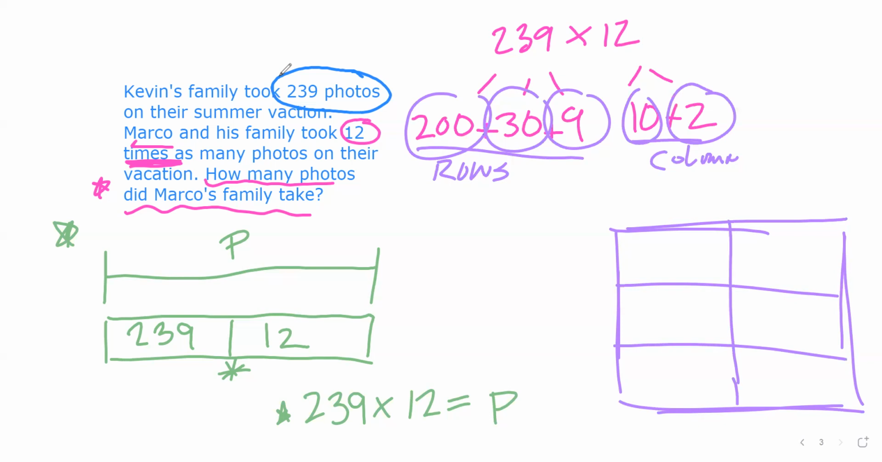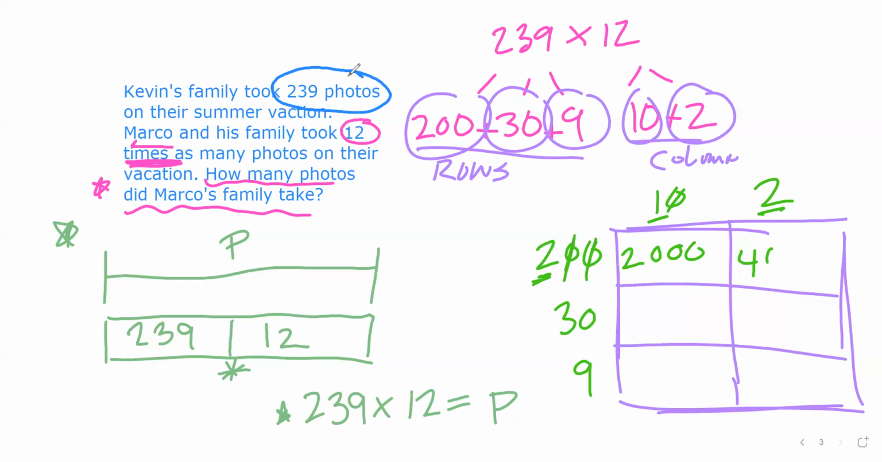So we have, let's see what we got here. We have a row called 200, a row called 30, and a row called 9. And then we have a column called 10 and a column called 2. So now I'm just multiplying to get to each of these parts of my array. So 2 times 1 is 2. 2 times 2 is 4. 3 times 1 is 3, and then I have 2 zeros. And then 3 times 2 is going to get me 6, and I'm putting in 1 more 0.